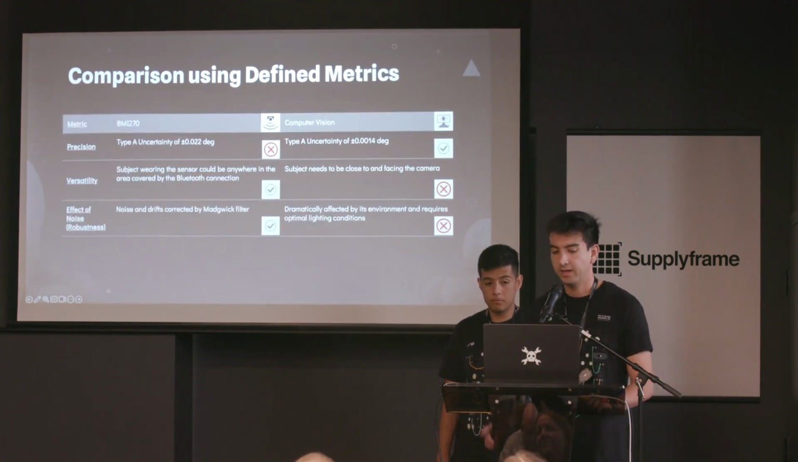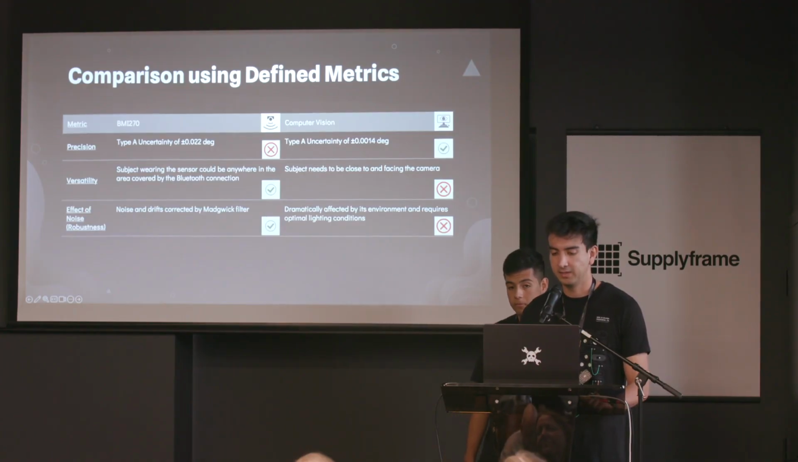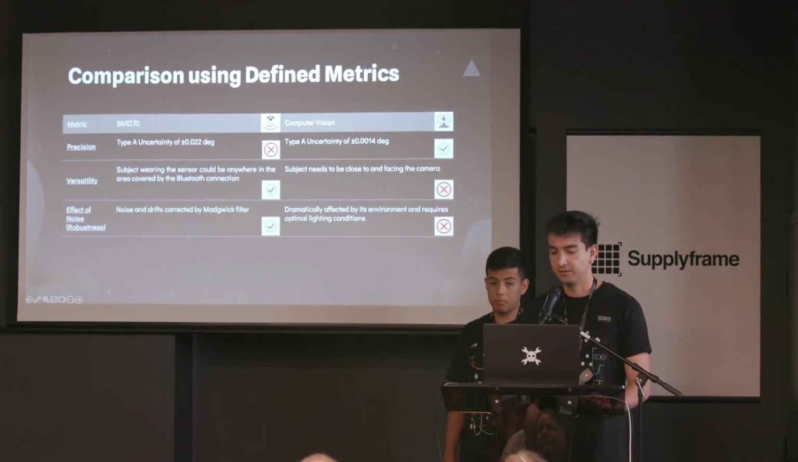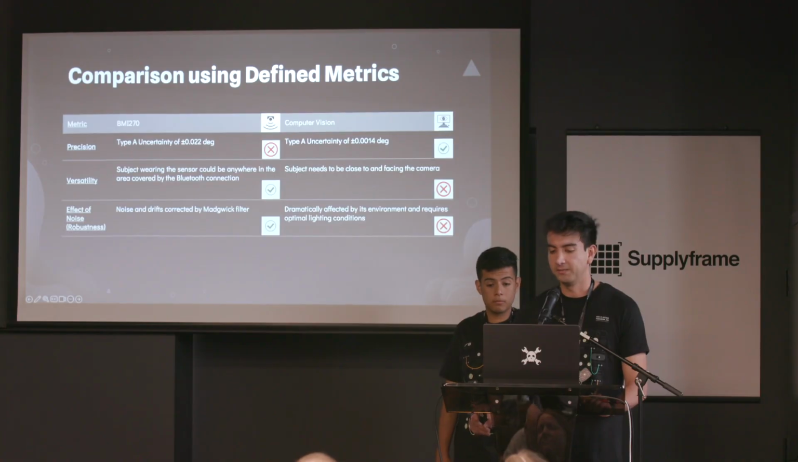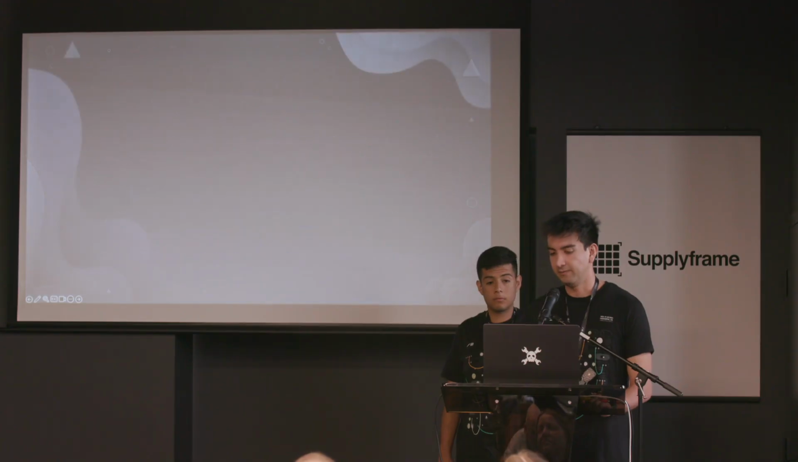The comparison between the BMI270 and the computer vision. In precision, of course, the computer vision has a type A uncertainty of 0.0014 degrees. In versatility, obviously, the device is better. The sensor could be worn anywhere in the area covered by the Bluetooth connection, while the computer vision is subject to being close and facing the camera all the time. And for the effect of noise and robustness, the noise and drifts are corrected by our filter in the case of the device, while the computer vision is always affected by lighting conditions and other environment factors.